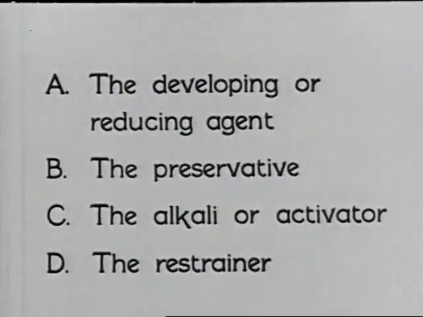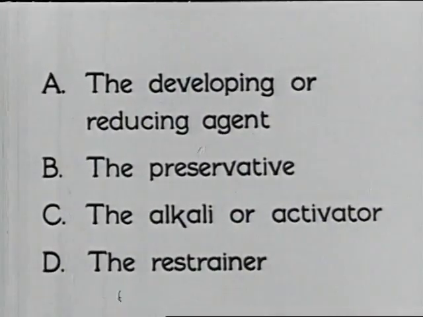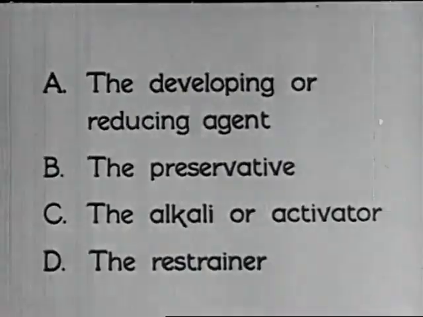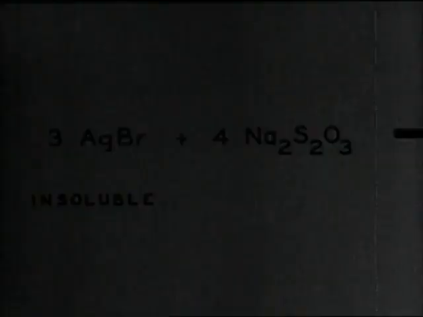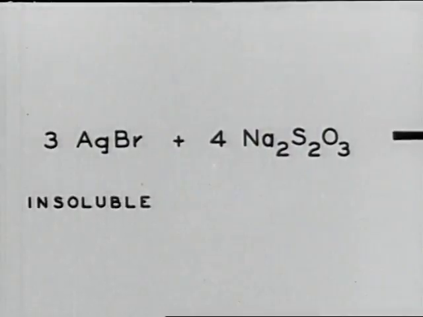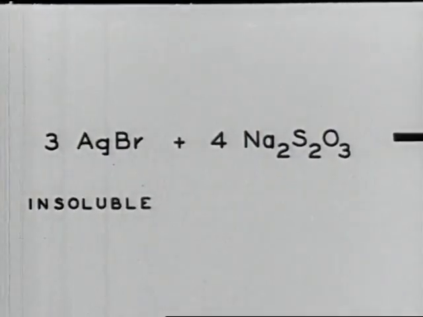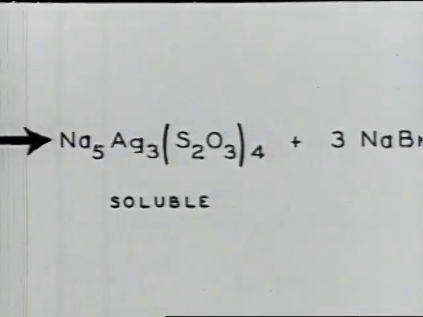A, the developing or reducing agent. B, the preservative. C, the alkali or activator. D, the restrainer. In addition to a developer, we need a fixing bath containing sodium thiosulfate to remove the undeveloped silver bromide by converting it to soluble silver thiosulfate.